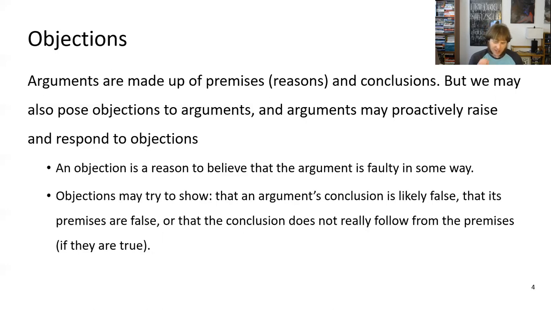So an objection can directly object to an argument's conclusion, just try to show us that it's probably false. An objection can object to the premises in the argument, try to say that the basis of the argument, the evidence, what's supposed to be supporting the conclusion, is actually probably false. When premises or reasons are put forward, they're always put forward as true. So if they turn out to be false, that's a problem with the argument.